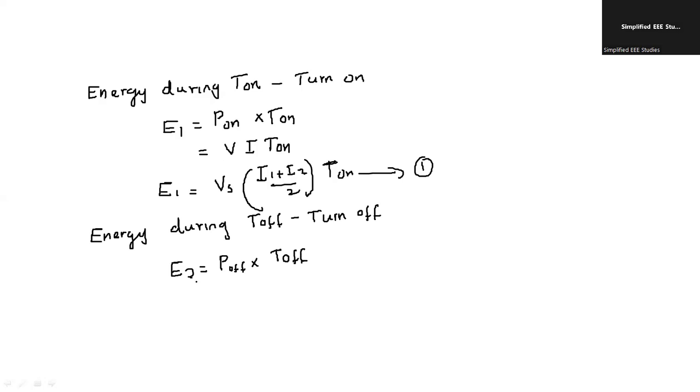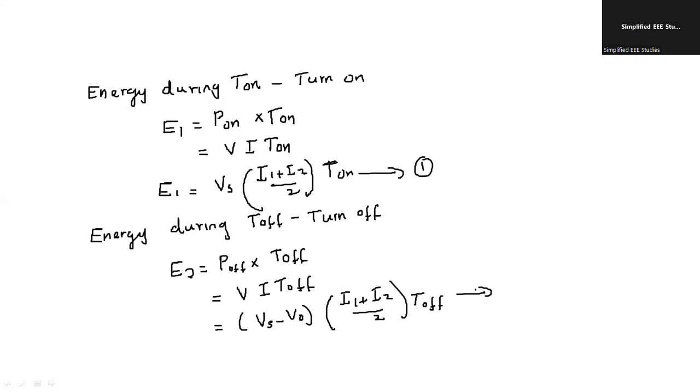Now we will write V into I into T off. Substitute accordingly: V is nothing but the difference between the input voltage and the output voltage, multiplied with the average inductor current, (I1 plus I2) divided by 2, and that must be multiplied with the T off. So please call it equation number 2.